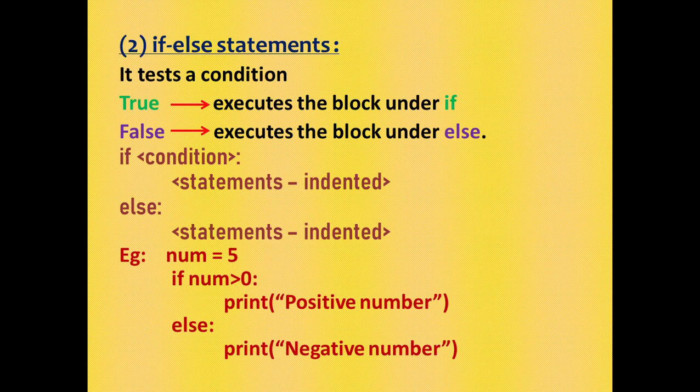For example, see here num equal to 5. If num greater than 0 colon, print positive number, an indented statement, and else colon, again print negative number. So these two print statements are to be indented, and the if and else should be in a straight line vertically. The next form of if is the if elif else statement.